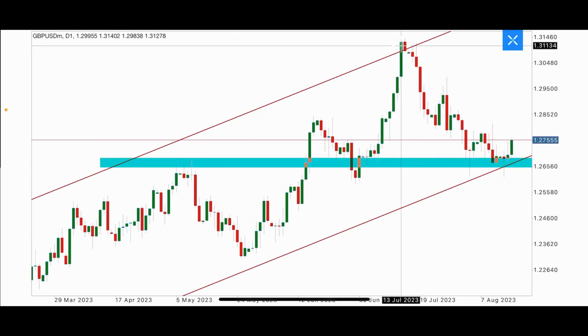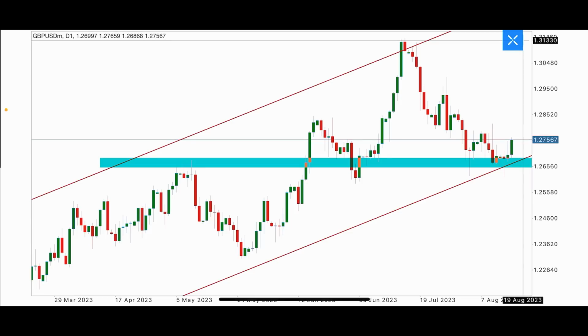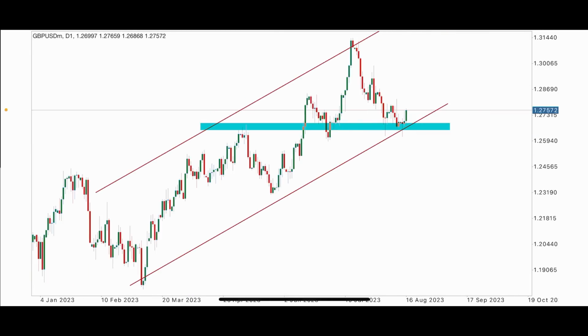Then you can see that we pushed up until we got to 1.31, and now we are looking for buys again, pushing upwards even further to break that highest high, which was 1.31. We're now looking for massive buys moving forward. So that's it from GBPUSD.